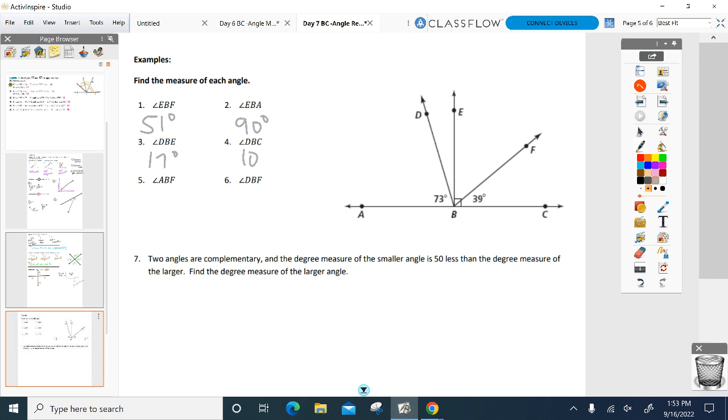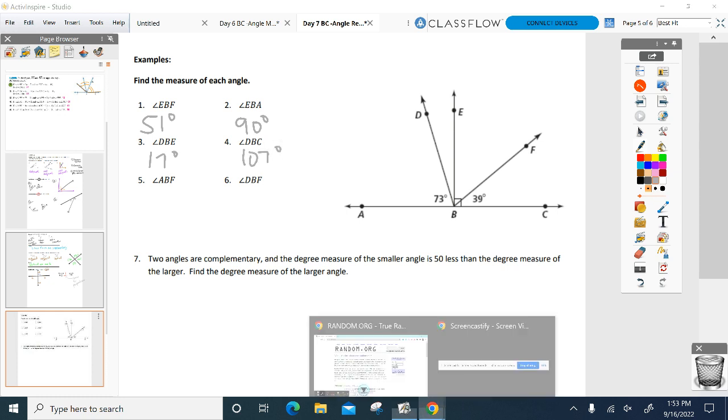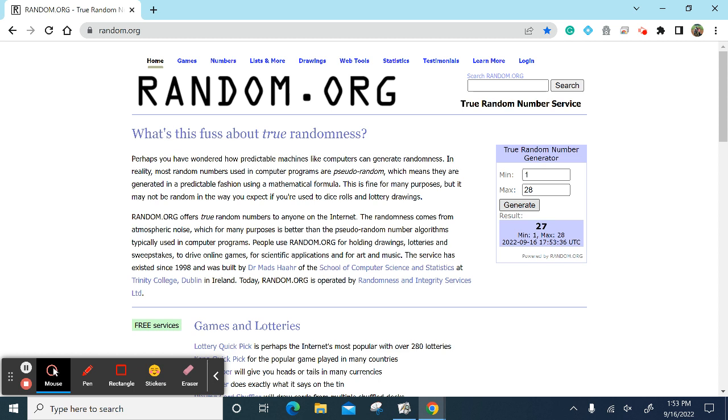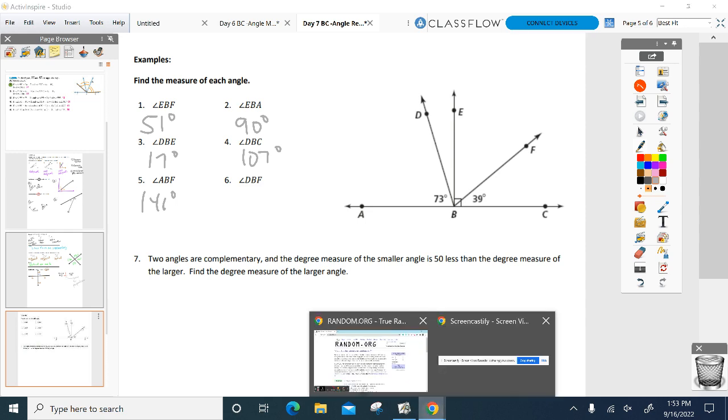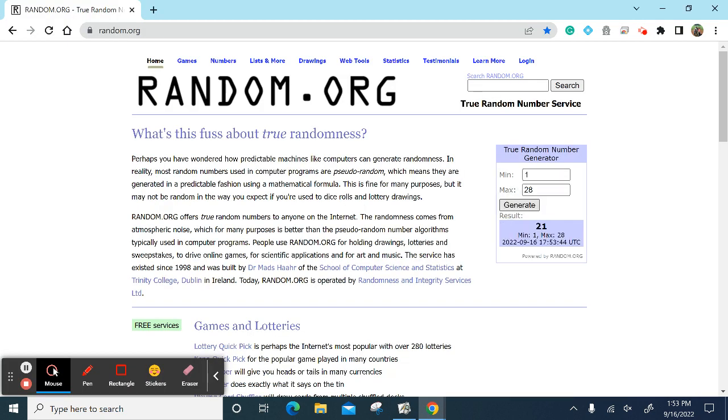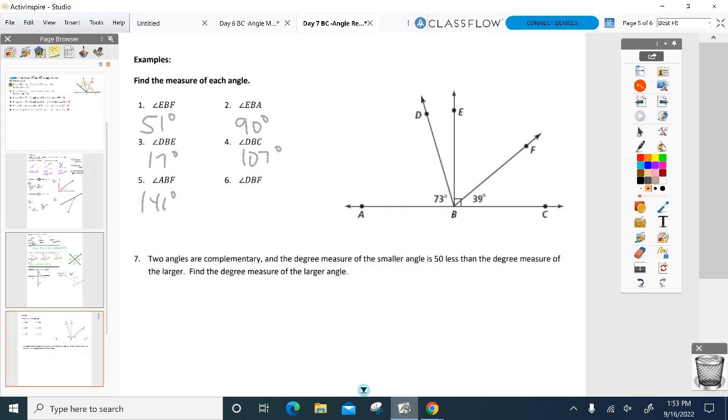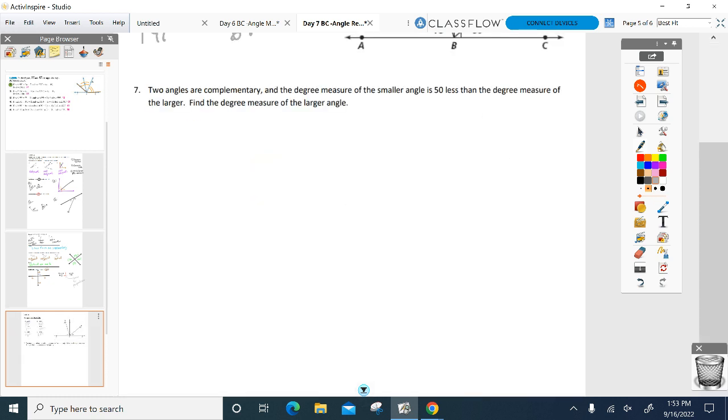Good work. ABF, 27. 41. And finally DBF, 21. 68. Anybody want to go over any of these? See where the numbers came from before we hit some word problems. Ooh, our favorite. All right, word problem time. Two angles are complementary.